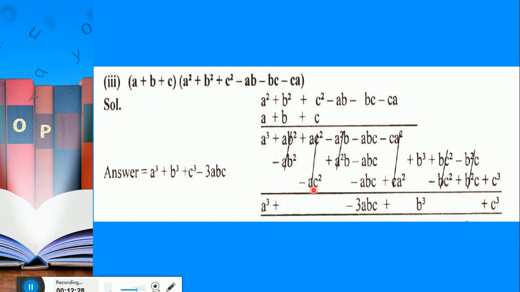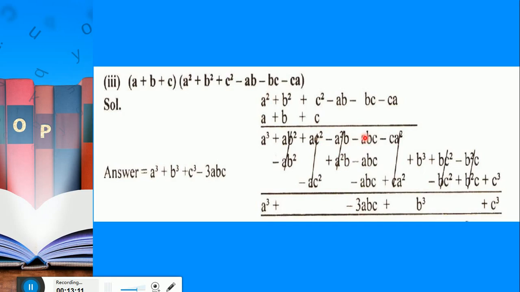Now we have to add these three terms. So a cube, write as it is. Now there is plus ab square and there is minus ab square. Due to opposite signs, these two terms cancel with each other. No need to write anything here. Now plus ac square and minus ac square also cancel with each other. Minus a square b plus a square b cancel with each other.